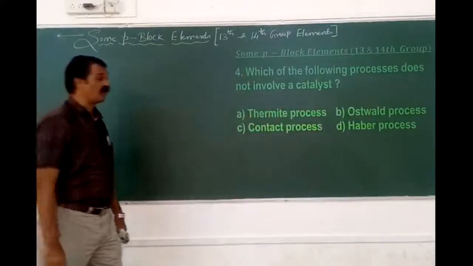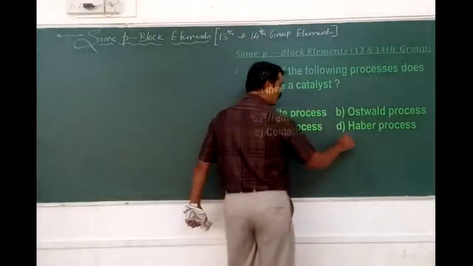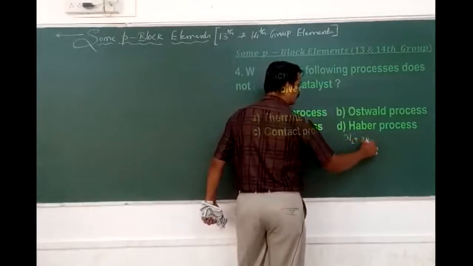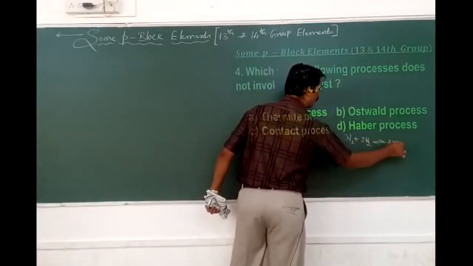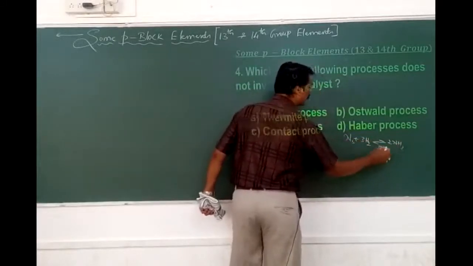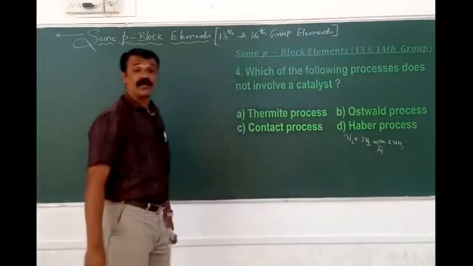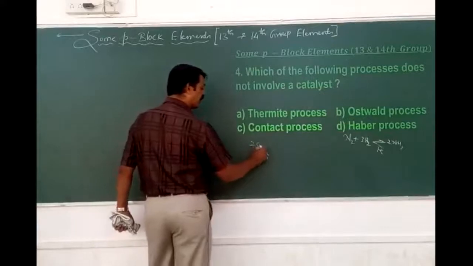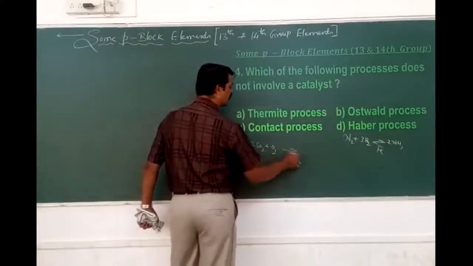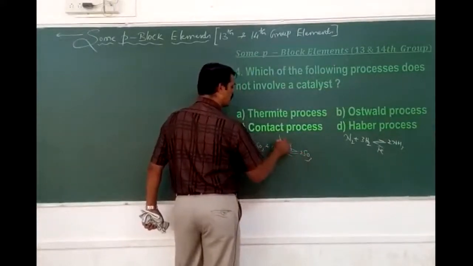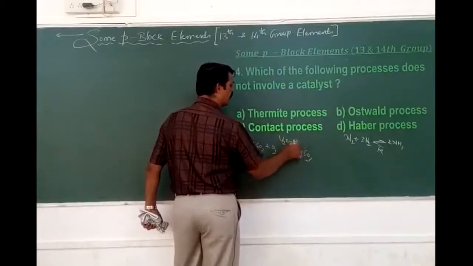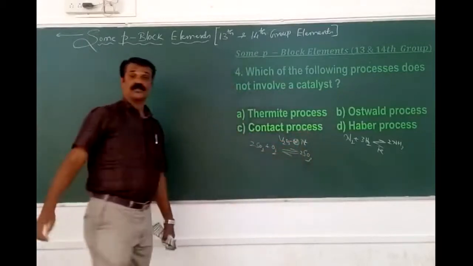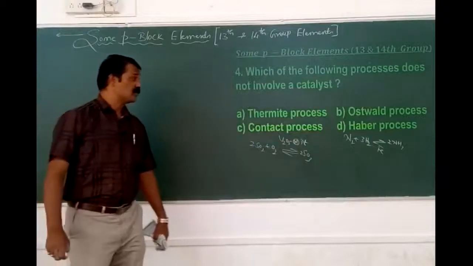Haber's process refers to what? Nitrogen combines with hydrogen in presence of which one, to form ammonia. It is catalyzed in presence of iron powder as a catalyst, molybdenum acting as a promoter. In the contact process, the main reaction is the oxidation of sulfur dioxide to sulfur trioxide, using either vanadium pentoxide or platinum as a catalyst.